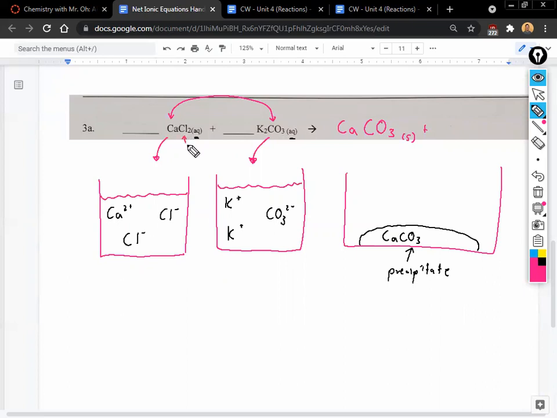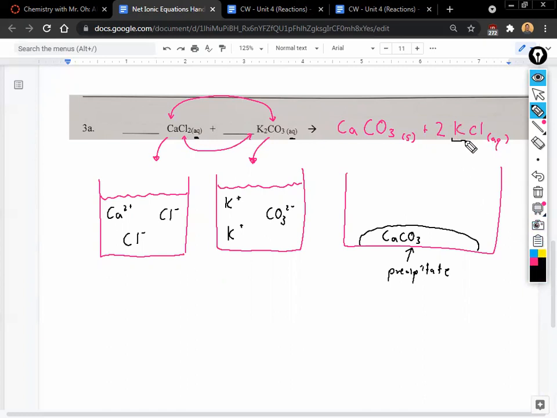So we have potassium and we have chlorine. That'll make KCl. And we're going to have to balance this out by putting a 2 in the front of it. And then for this one, is this going to be aqueous or is it going to form a solid? Yeah, this one is going to become aqueous. Why though?